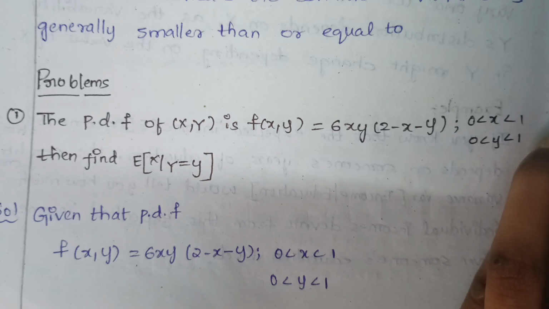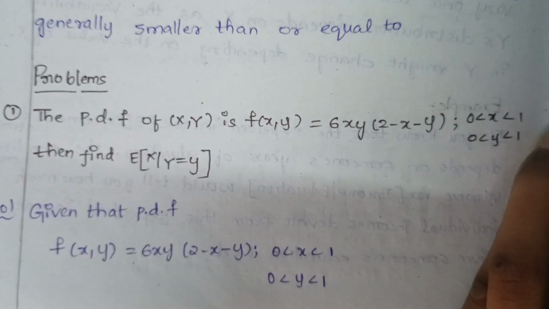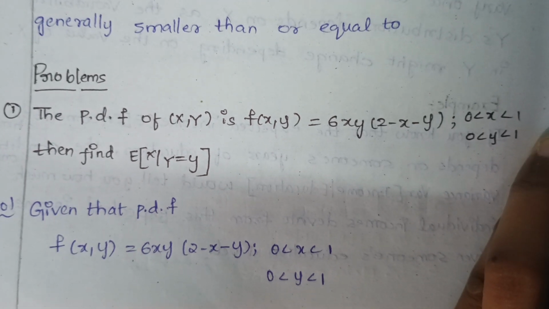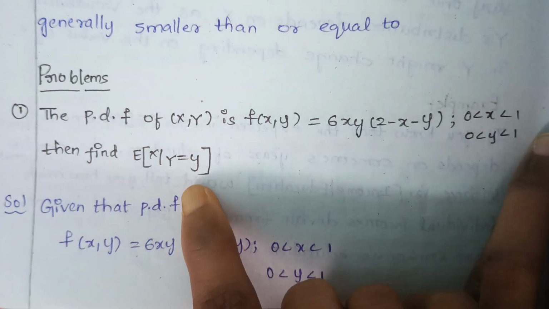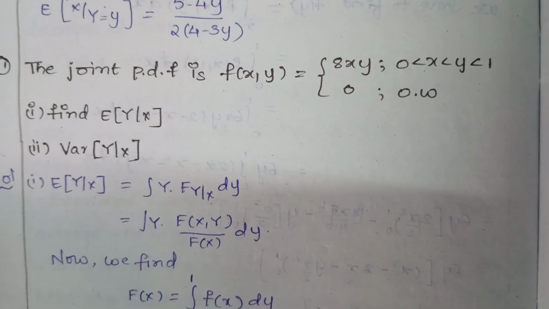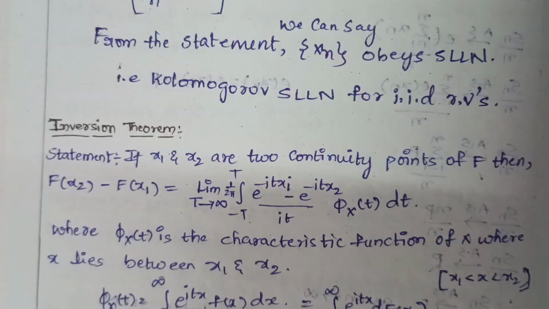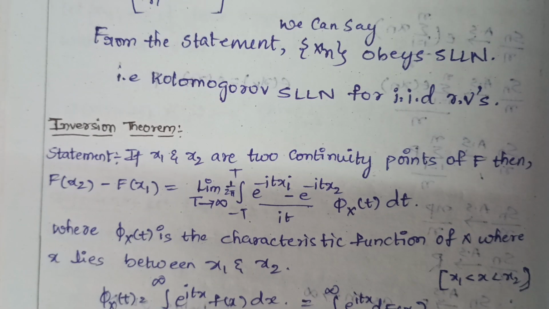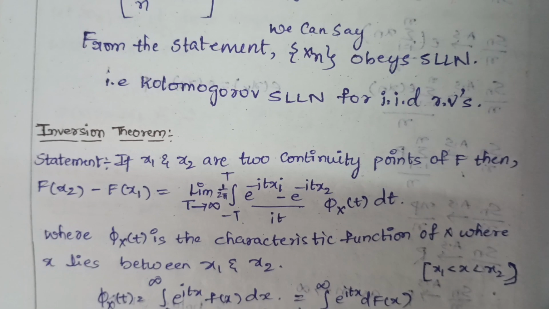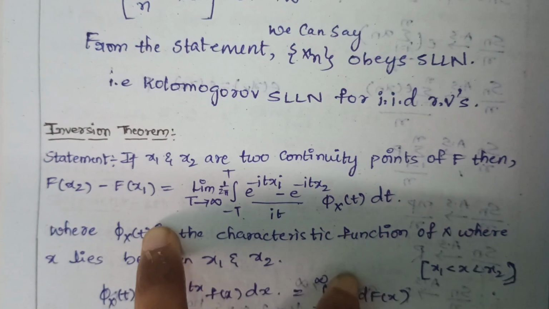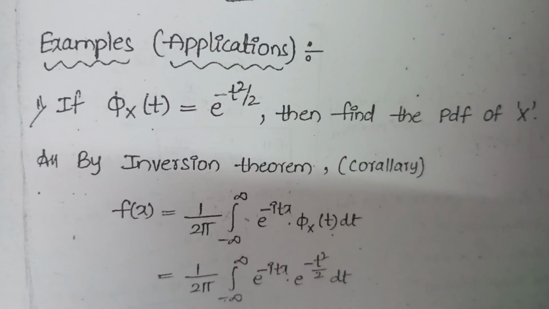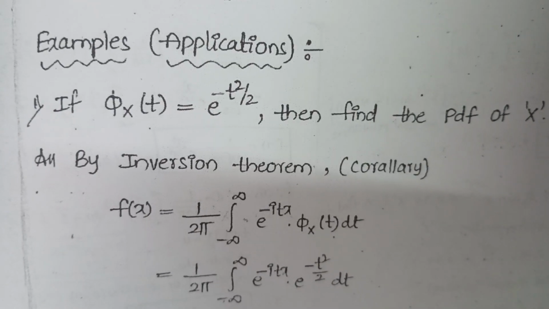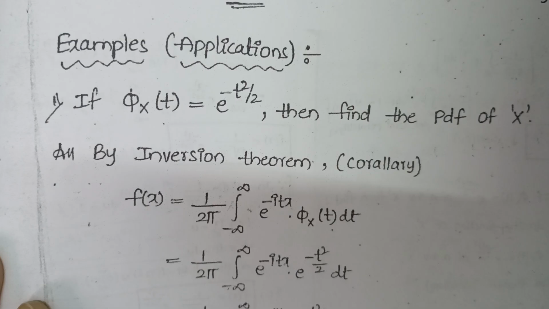And these are the problems related to conditional expectation. So you need to learn how to solve the problems of conditional expectation and conditional variance. This is the first problem and this is the second one. And that's it about the conditional expectation and conditional variance theorems and problems. And in Unit 1, the inversion theorem may be expected as a long answer, and the uniqueness theorem. And another long question from Unit 1 is to explain the characteristic function and its properties.